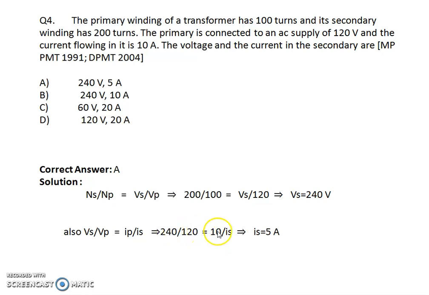So this ratio is equal to Ip upon Is. Ip is given, it is 10 ampere divided by Is. So again cross multiplying, we get the current in the secondary coil as Is is equal to 5 ampere.